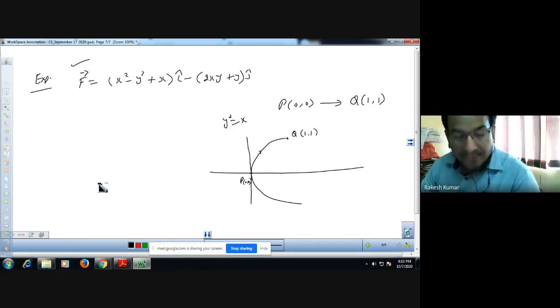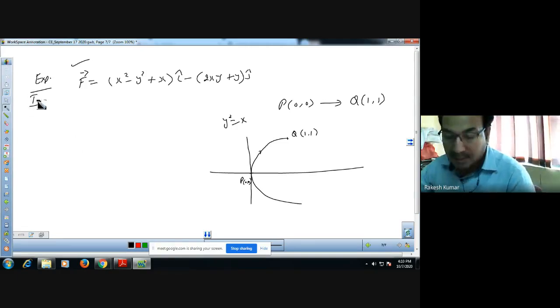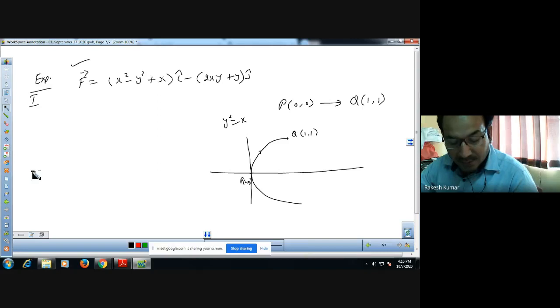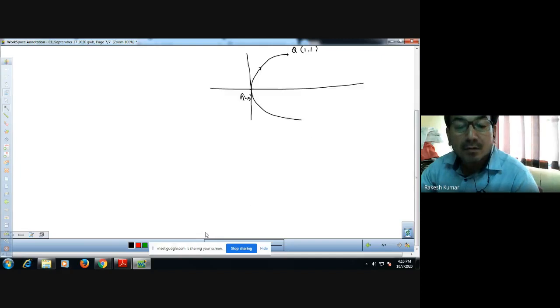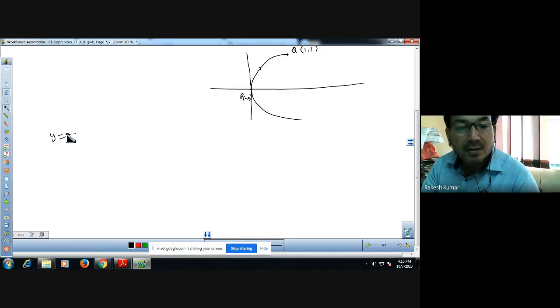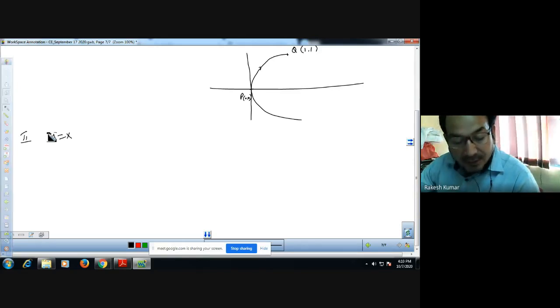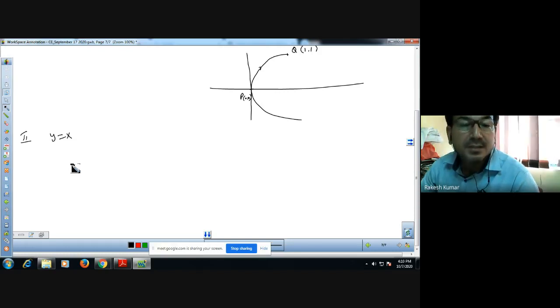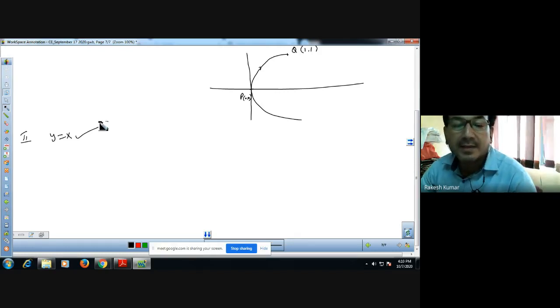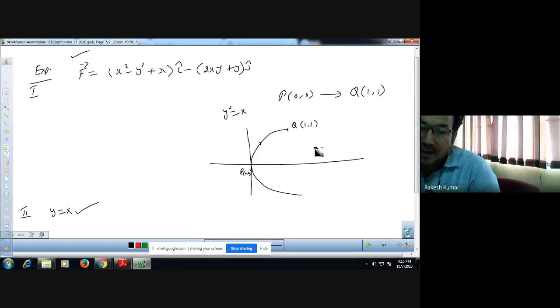Now, this is the first part of the question, and the second part of the question is find out the work done when the particle is moving along the curve y equal to x. They are asking whether the work done is different when the path is this straight line y equal to x. And you know what this is? This is the straight line y equal to x.